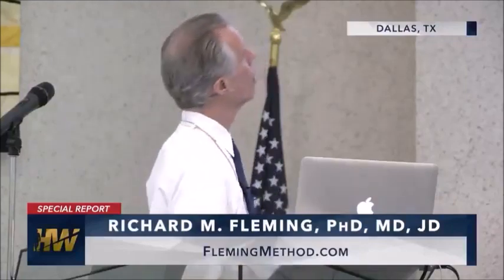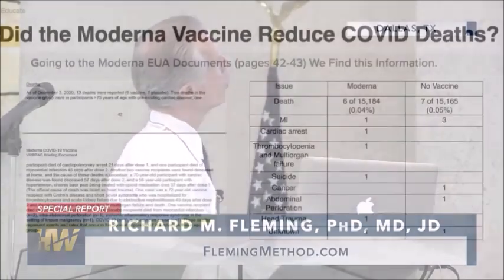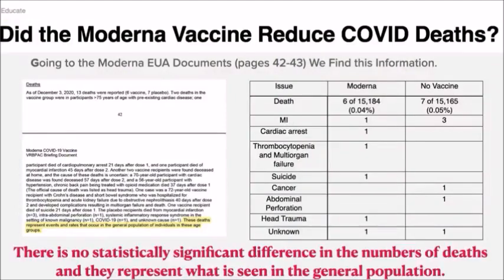Deaths? Well, here they are, 6 in the Moderna group, 7 in the no vaccine group. And as you can see, again, the statement, there's no statistical difference. And it's what you would expect to see in this many people in the general population.